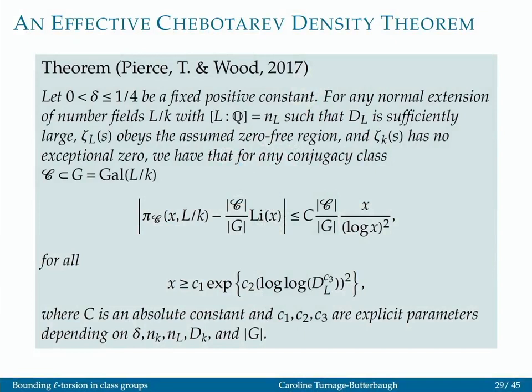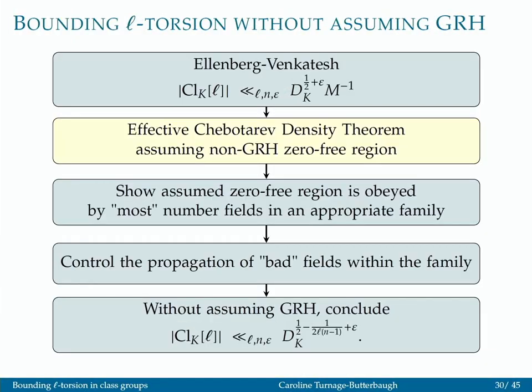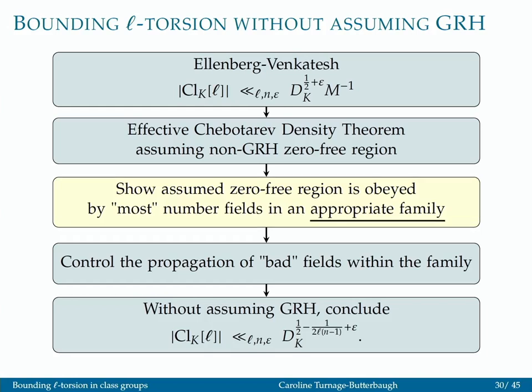OK, so this is our effective Chebotarev density theorem. And so now, as we're looking at the overall scope of our method, the next thing that we have to prove is that most of the number fields within our appropriately defined family have Dedekind zeta functions whose Galois closure actually satisfies this zero-free region. And this is kind of a loaded bullet point. So let's first talk about what we mean by an appropriate family.